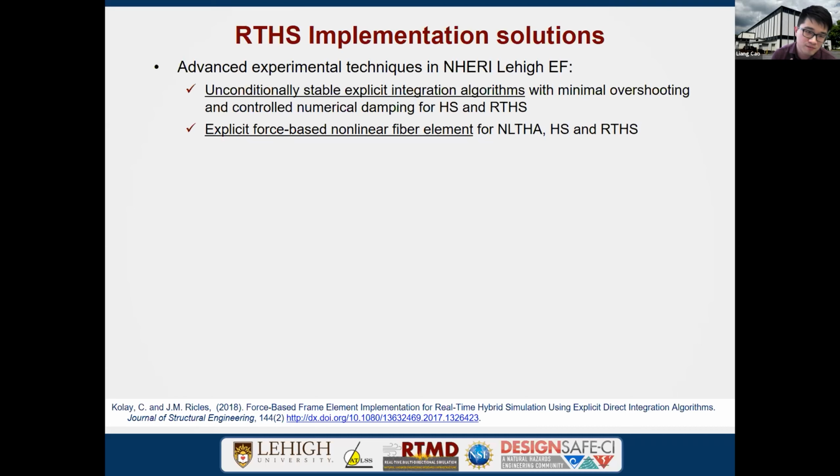First, it's explicit, the same as the integration scheme, so it has to be explicit. Second, it is a force-based element, which can significantly reduce the number of elements. The most important advantage we developed is that we fix the number of iterations and we carry over the correction of the unbalanced force to the next step. Then the iterations will not become a problem for real-time hybrid simulations.